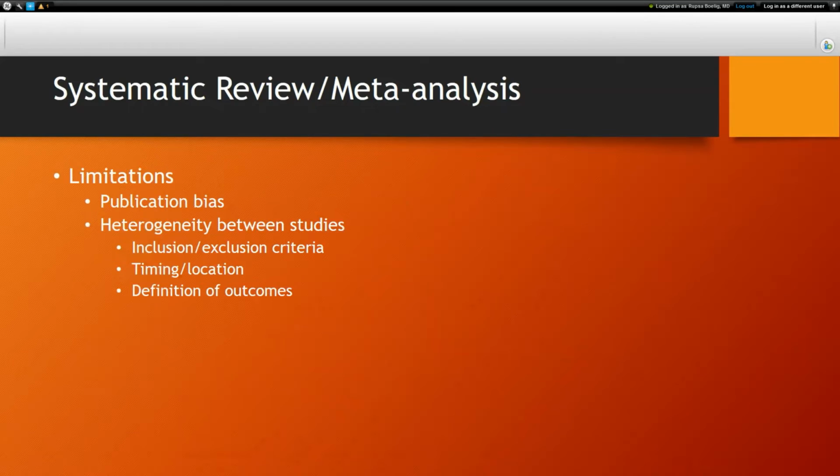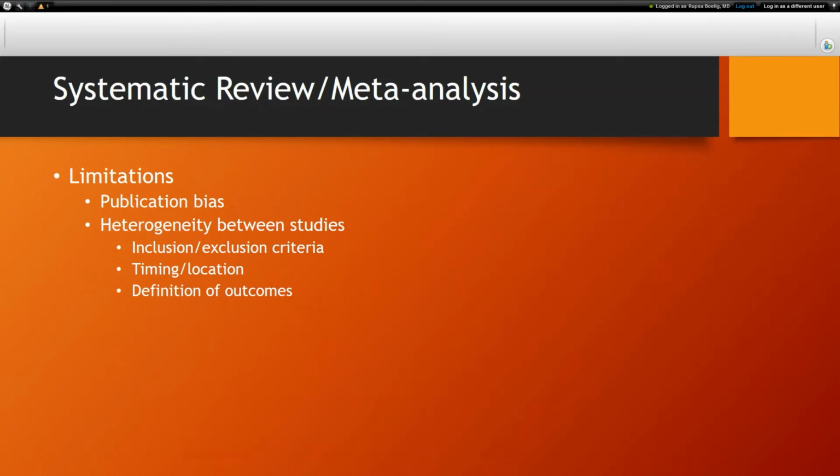So the main things to think about with a systematic review are, number 1, publication bias. And this is something that, when you're evaluating the quality of your review and the quality of your data obtained, you will comment on publication bias. The biggest thing I always like to highlight with a meta-analysis or a systematic review is thinking about the heterogeneity between studies. So what is the difference between the inclusion and exclusion criteria? What is the difference in the time that studies were done?